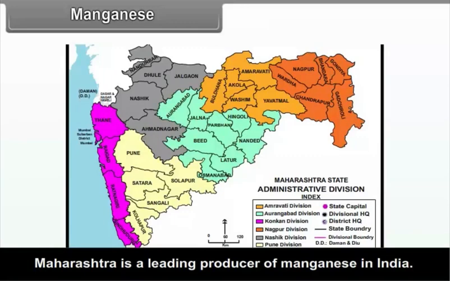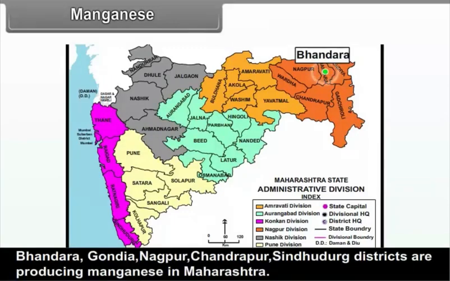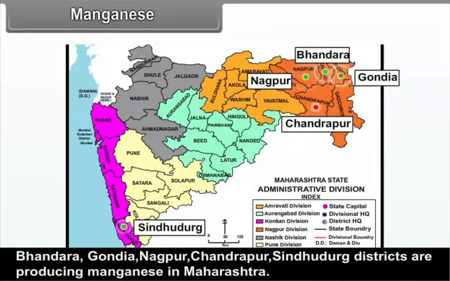Maharashtra is a leading producer of manganese in India. Bhandara, Gondia, Nagpur, Chandrapur, Sindhudurg districts are producing manganese in Maharashtra.